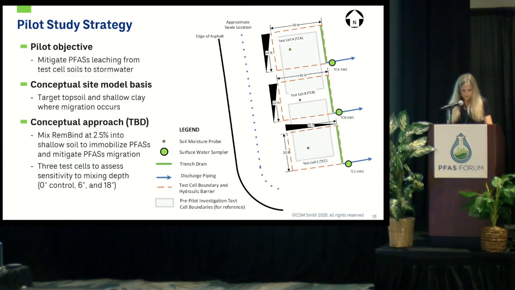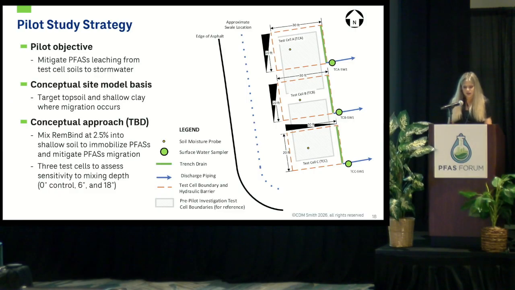The first case study I want to share comes from an airport located in the Midwestern United States. At this site, stormwater runoff from the property was found to contain elevated PFAS concentrations. Follow-up investigations were completed to better understand where these PFASs were coming from, and the results pointed to a localized area of contaminated soils as a primary contributor to PFASs in the runoff.